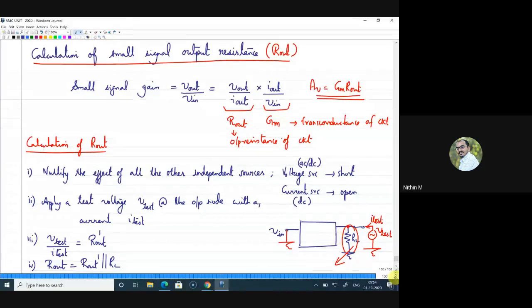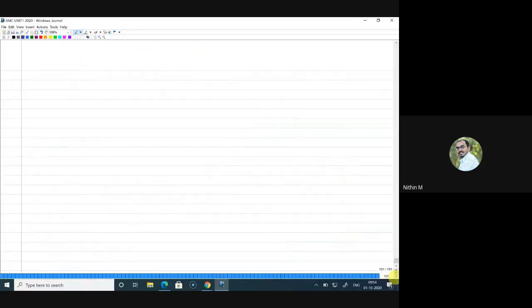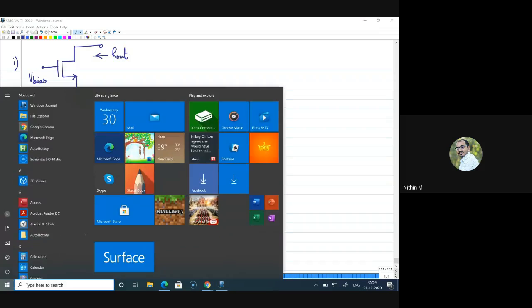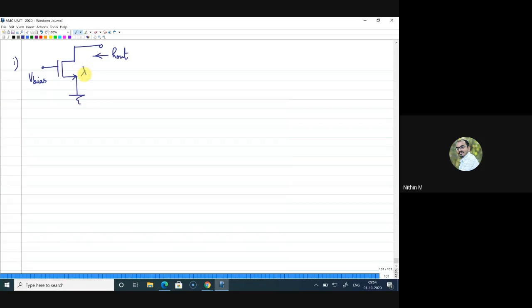Let me explain with one simple case. The first case is you have a transistor where the gate is connected to a DC bias. You are asked to find what is R out from this side, given that lambda is equal to 0. Right, this is a very simple case. Probably you will be knowing. Can you tell me what is the output resistance here?